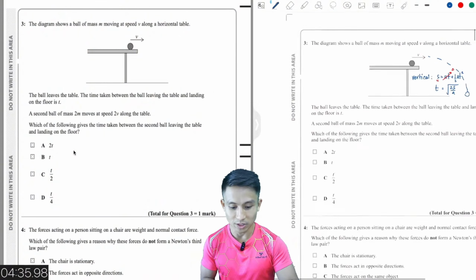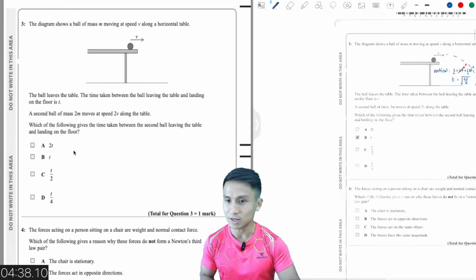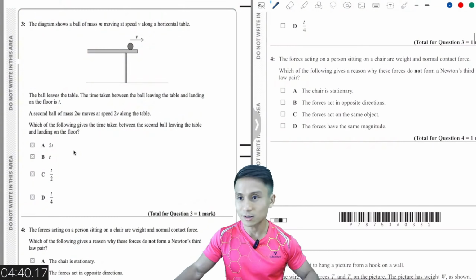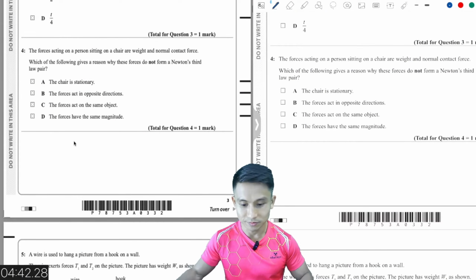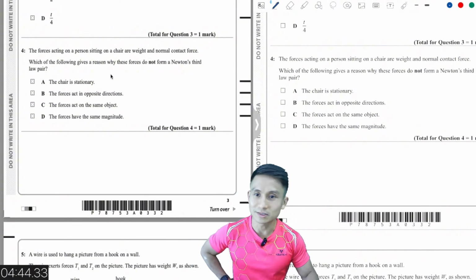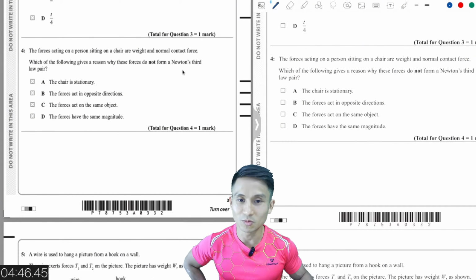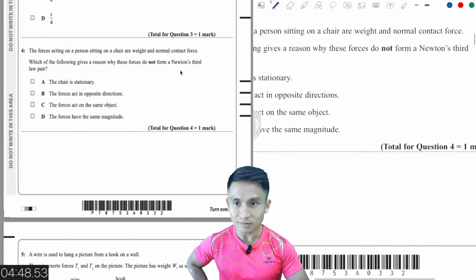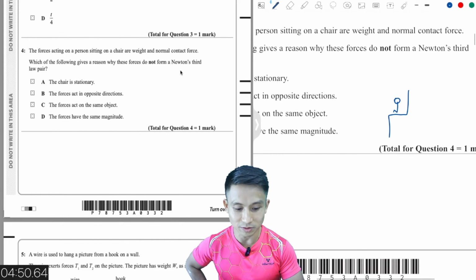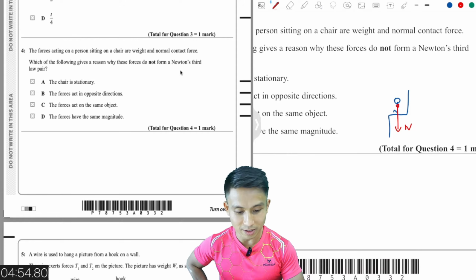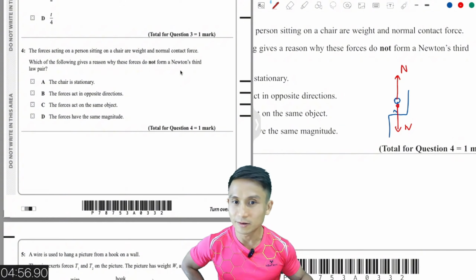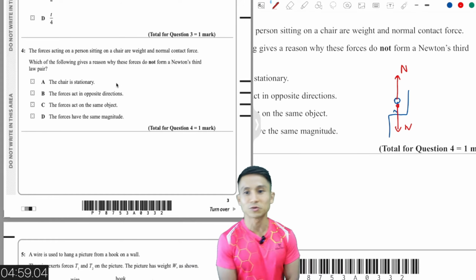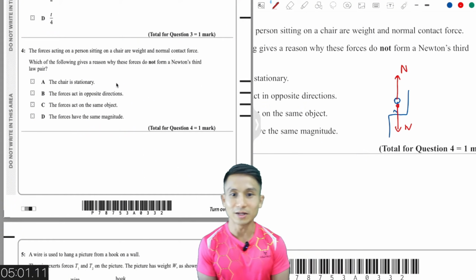So I'm just going to go with t here, yeah? Okay. All right. And then number 4. The forces acting on a person sitting on a chair are weight and normal contact force. Yeah, sitting on a chair, so a person sitting on a chair there. Weight, so we have a weight here and a normal force. Okay. Which of the following gives a reason why these forces do not form a Newton's third law pair?